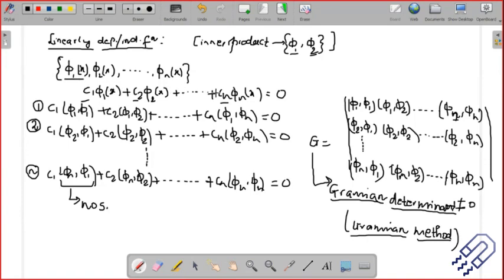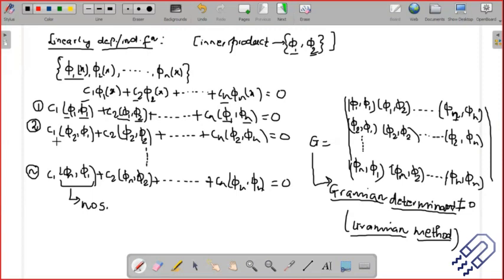If I take phi 1 and multiply with this, I'm going to have a linear product between phi 1 and phi 2. Phi 1 and phi 2 inner product, and then phi 1 and phi 3, up to phi 1 and phi n inner product. So these will be the components of the first row of the matrix that I'm going to form.